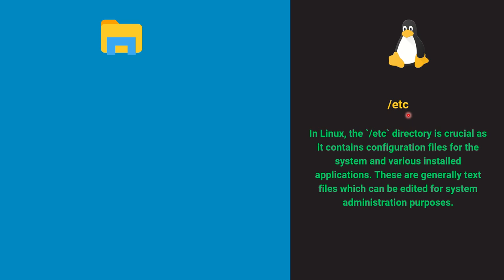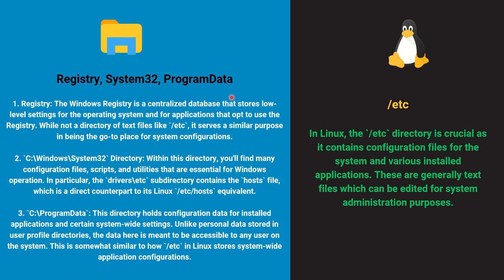So all the configuration related information which is needed for administration purposes of a Linux server is found under /etc. On the Windows side, registry, system32, and ProgramData, these three directories will store all the configuration files for the system, and all the installed applications and system-wide settings will be stored under these three directories. So for /etc on the Windows side, you can say that system32, ProgramData, and registry are some of the go-to directories, or somewhat similar directories when it comes to Linux.